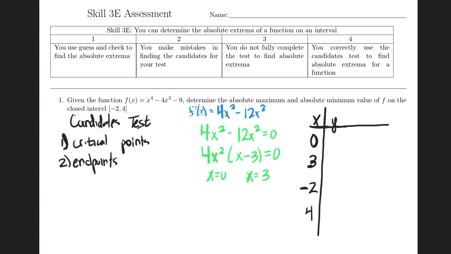So when you plug these in, again, I'm just going to use a calculator. If I plug in 0, I'm going to get -9. If I plug in 3, I'm going to get -36. -2, I'm going to get 39. And 4, I'm going to get -9. Okay. So again, my max is just the bigger number I get. The y value is 39. The min is the smallest value I get, which is -36. Again, with negatives, a bigger negative is actually a minimum because it's lower on the graph.